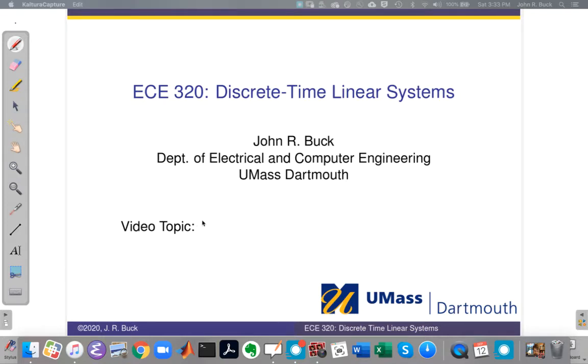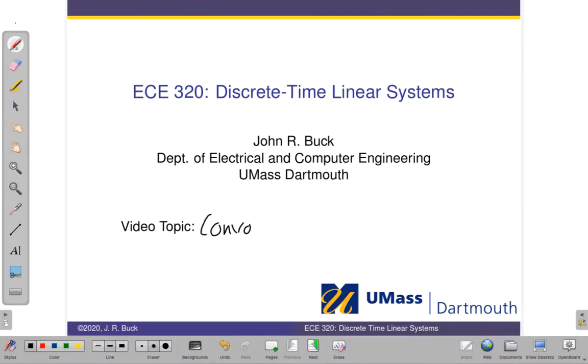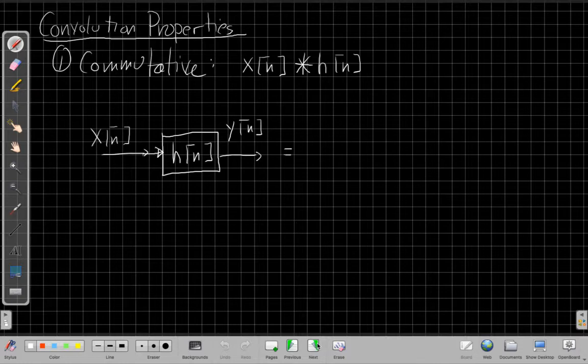Okay, so again, our topic for today is convolution properties. We're going to talk about each of these in the mathematical sense, and then I'll connect it to what it means for system diagrams as well. The first and simplest one is the commutative property, which says that if I have x of n convolved with h of n, I get the same thing if I take h of n convolved with x of n. And again, good point to remind that we use the little star here to say that these two things are convolved.